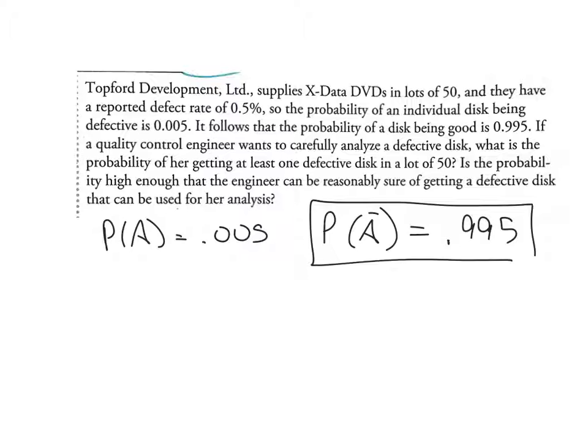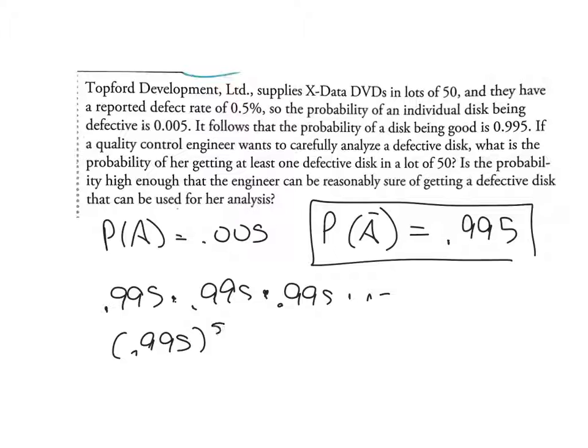Instead of taking each individual one and doing the probability that it is bad, I'm going to do all 50 that are good. So the probability that all 50 are good would be 0.995 times 0.995 times 0.995. I would have to do that 50 times, because those are the multiplication symbols. The quicker way, obviously, is to take your calculator and punch in 0.995 to the 50th power. When I do that, I get 0.778.